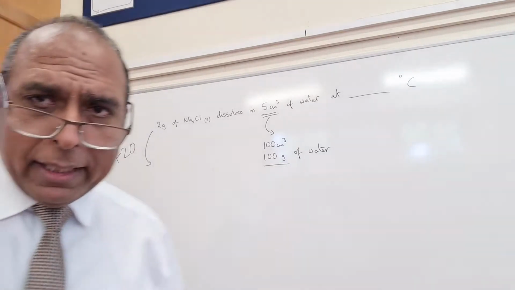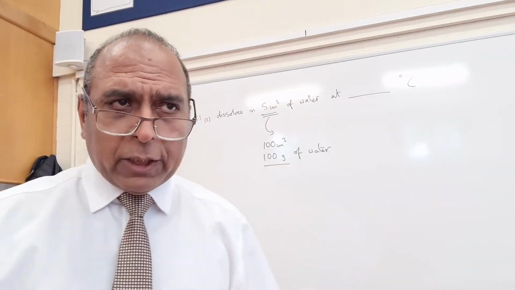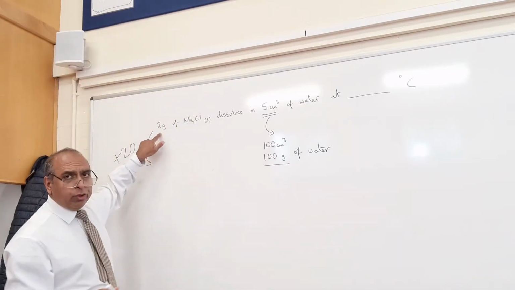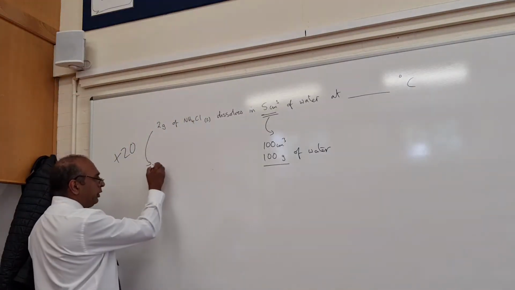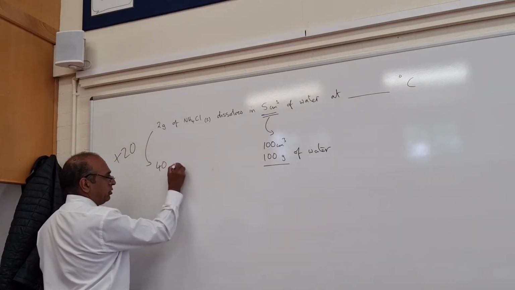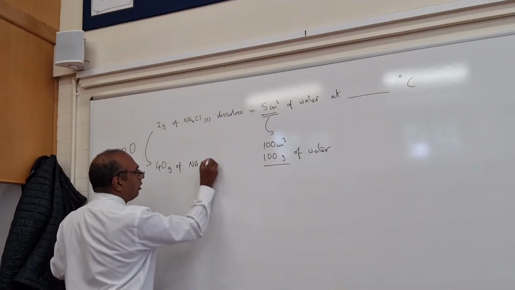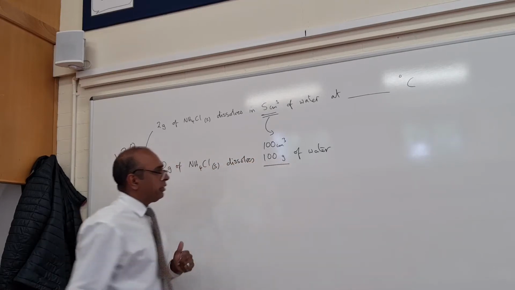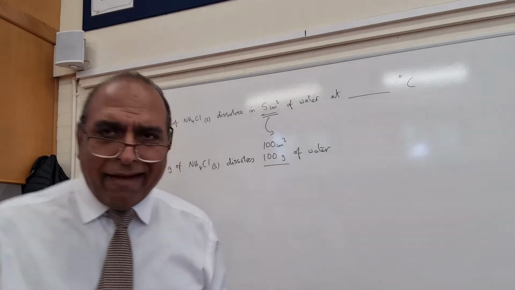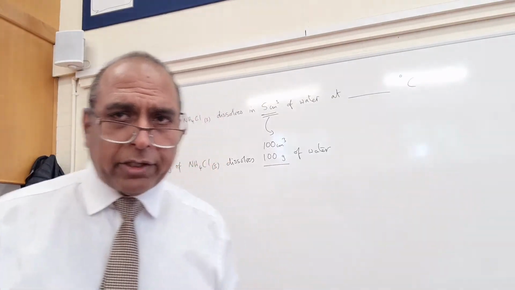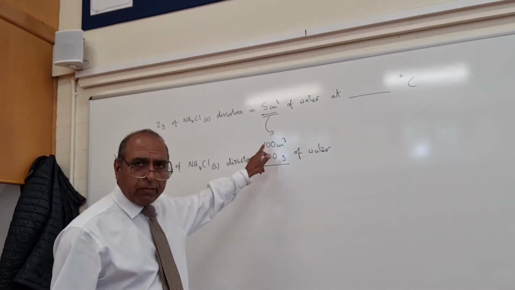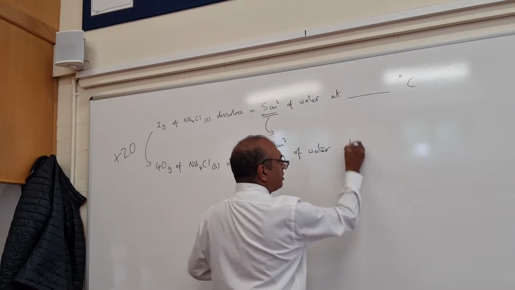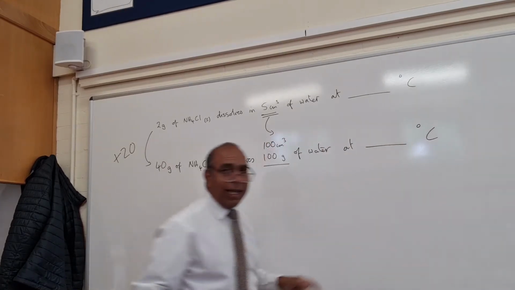If we multiply by 20, like do the experiment 20 times bigger, then we wouldn't be using 2 grams, would we? We would be using 40 grams of ammonium chloride solid. It dissolves in 100 centimeter cubes or 100 grams. Every 1 gram of water is 1 centimeter cubed. So 100 grams or 100 centimeter cubes is exactly the same thing of water. And what we're going to find out is at what temperature that will happen.